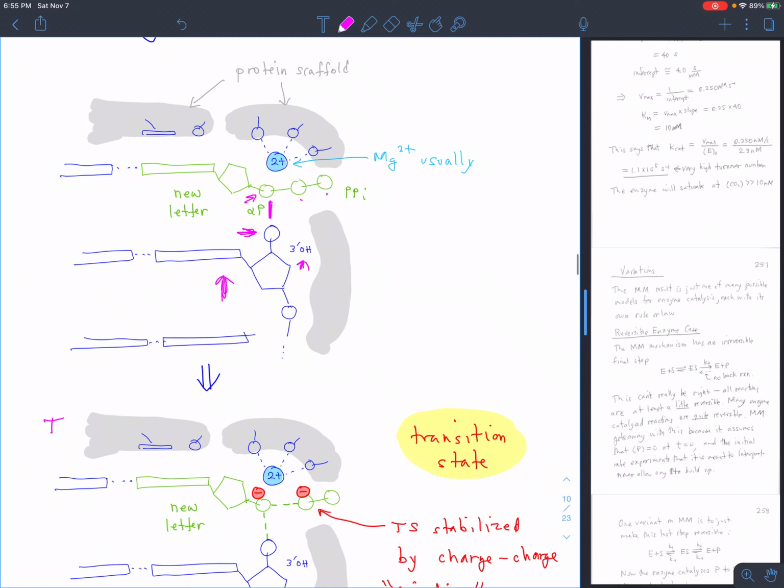Now, what's going to stop the bond from forming? Well, it costs energy.